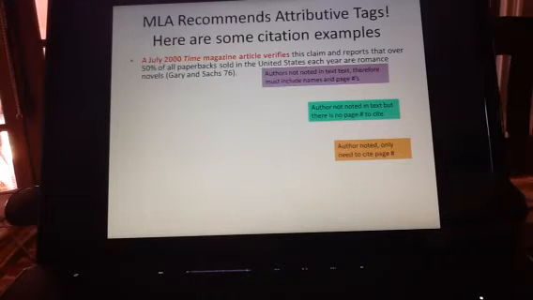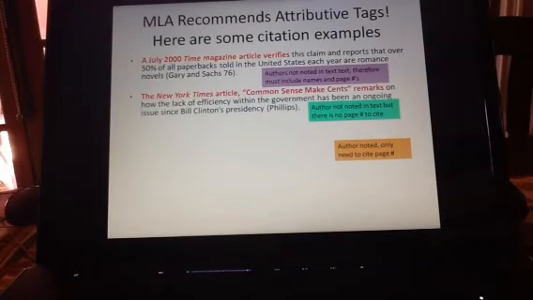MLA says for placement, it should be as close to the information as possible where there is a natural break. So you never want to do it mid-sentence. You'd always want to do it at the end of a sentence or a grouping of sentences, at a paragraph, wherever you think it best demonstrates and links to the information you've cited.